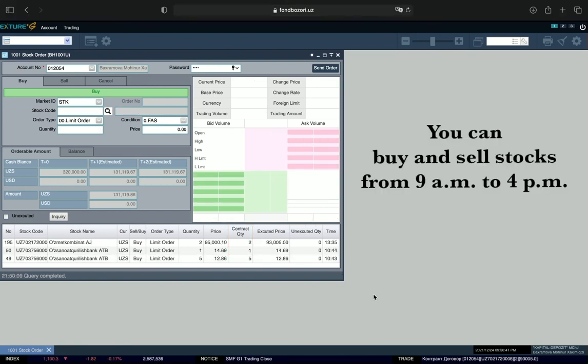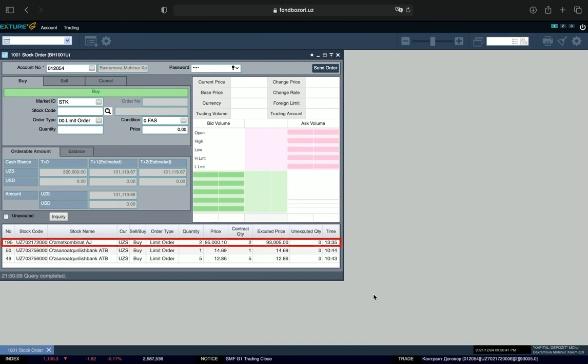Before the market closed, I managed to buy 2 more stocks of Kombinat. As you can see in the unexecuted quantity column, I have zeros. This means that all my stocks have been executed and that now I have a total of 8 stocks.